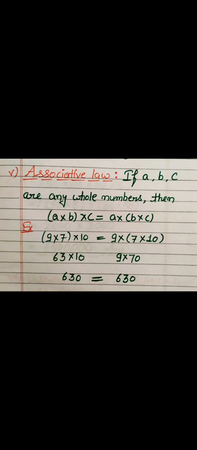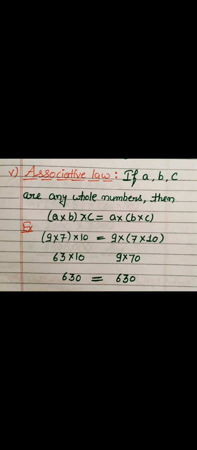On the right hand side, if we group 7 and 10, we will get 7 times 10 is 70, and if we multiply 9 and 70, we will again get 630. So as you are seeing here, the left hand side value and right hand side value are the same. That means if we have 3 or more numbers in multiplication, then we can group them. The result will not be affected.